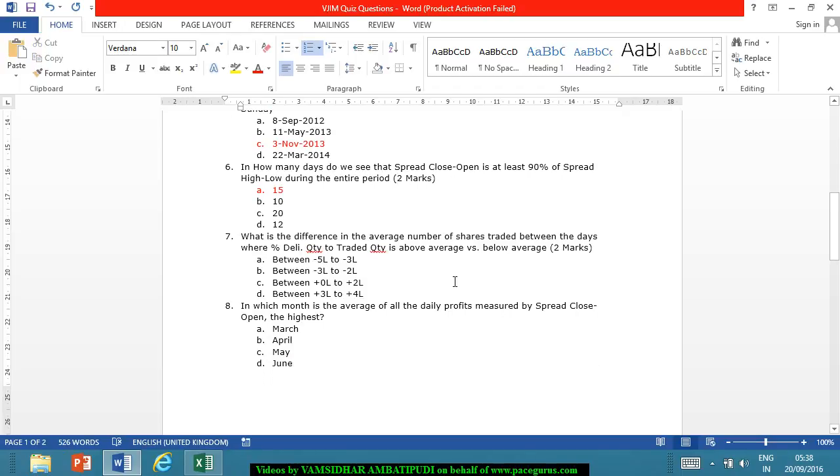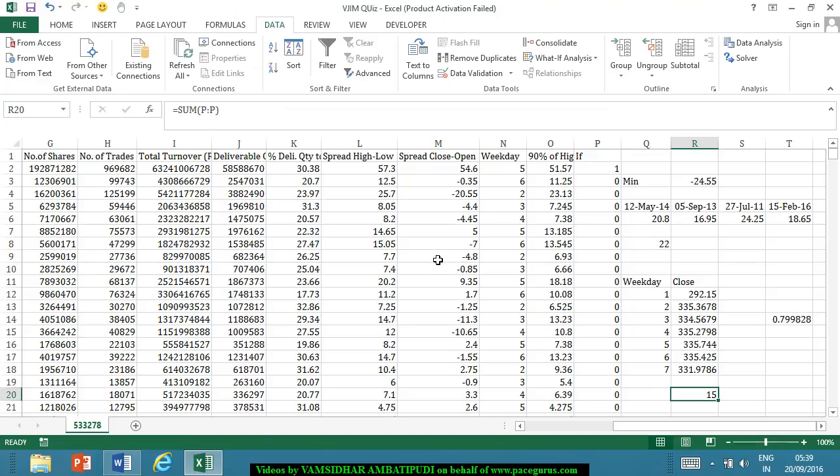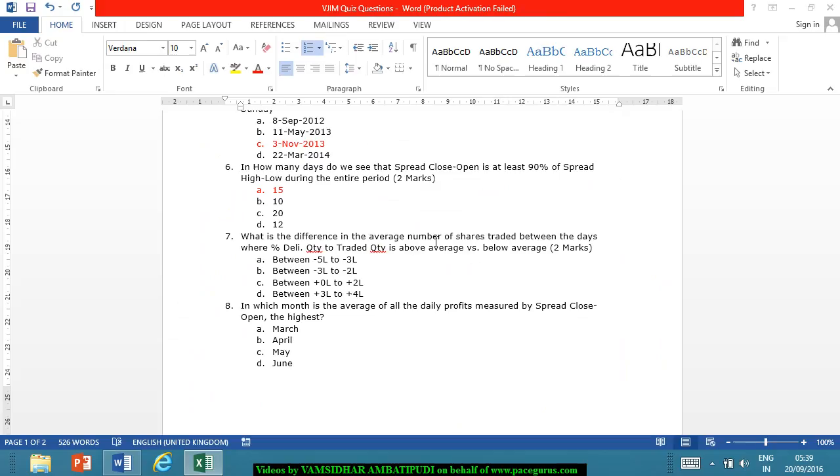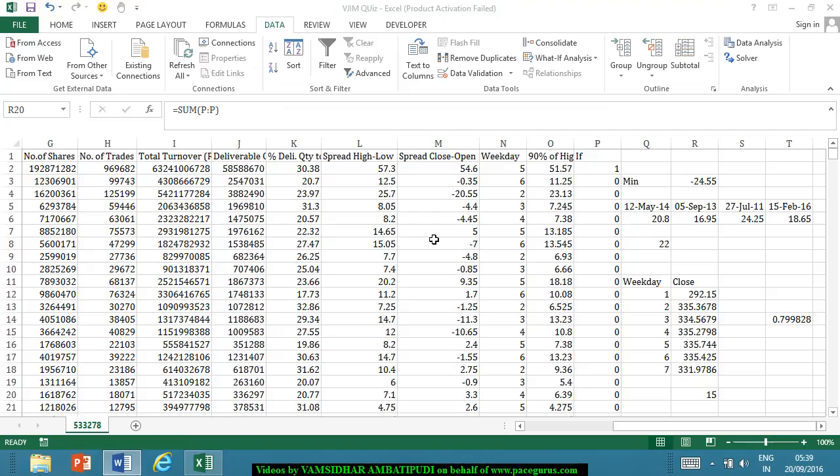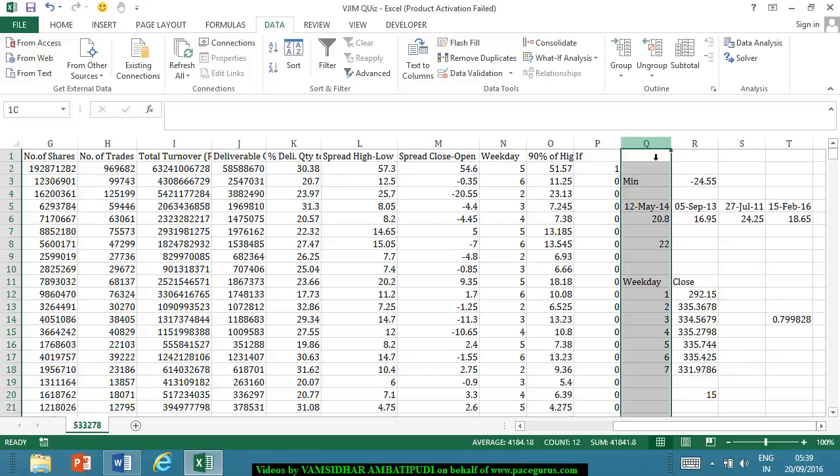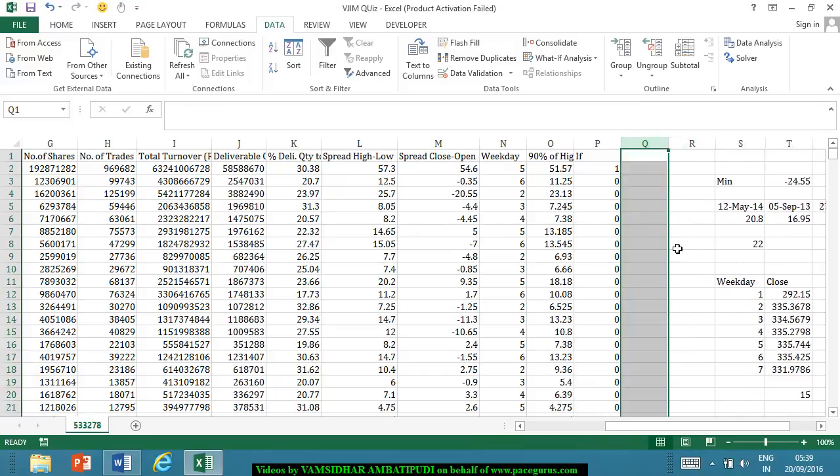Then, what is the difference in the average number of shares traded between the days where the percentage delivery quantity to traded quantity is above average versus below average? So I have to first find out whether the days are above average, in percentage delivery quantity to traded quantity. I want to find whether it is above average or below average. And in that, I want to find out the average number of shares traded. Right? So let me take this complexity out here.